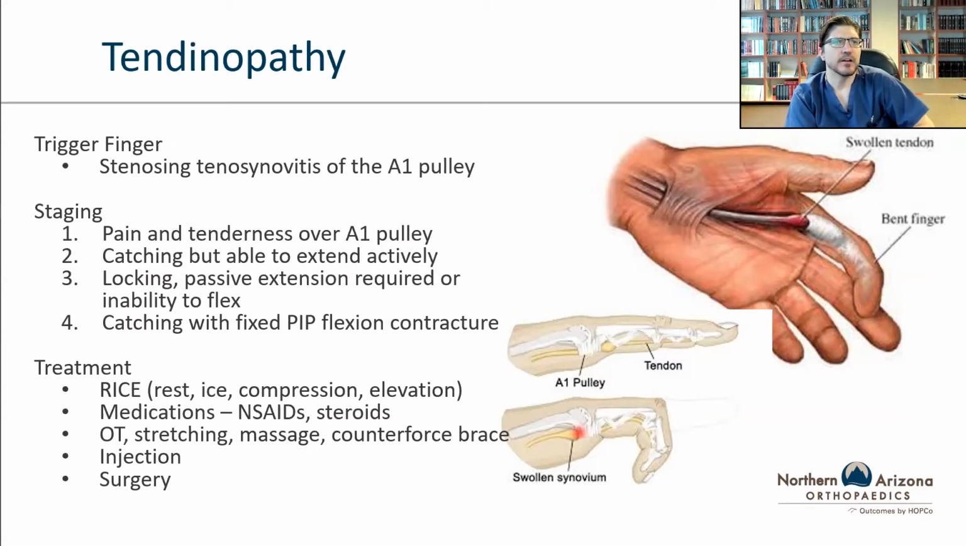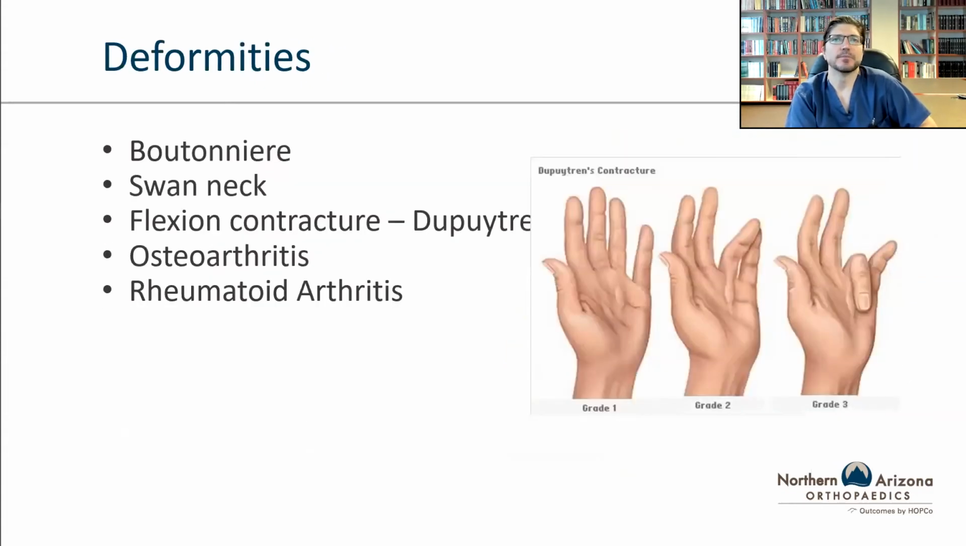Treatments for this, first line are always rest, ice, compression, elevation, stretching, and corticosteroid injections. Oftentimes we'll start out with that, and that's all a patient ever needs. Occasionally, surgery is advocated for, and it's one of the most common procedures we do, where we go in and make a small incision and release that pulley, which has no functional deficit to the hand. And it's a very effective procedure.